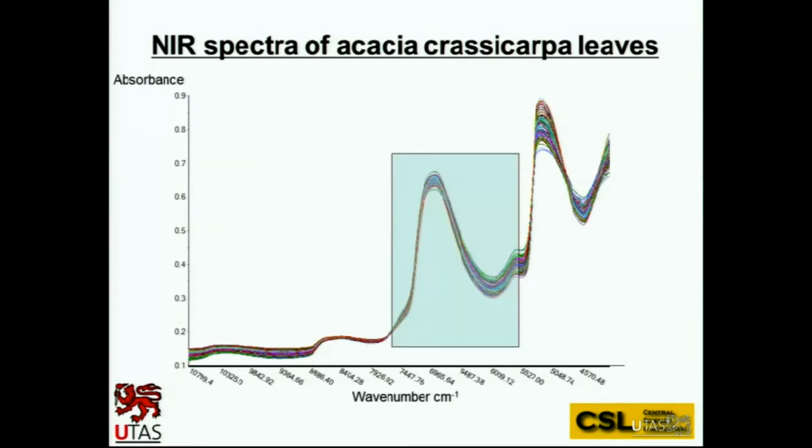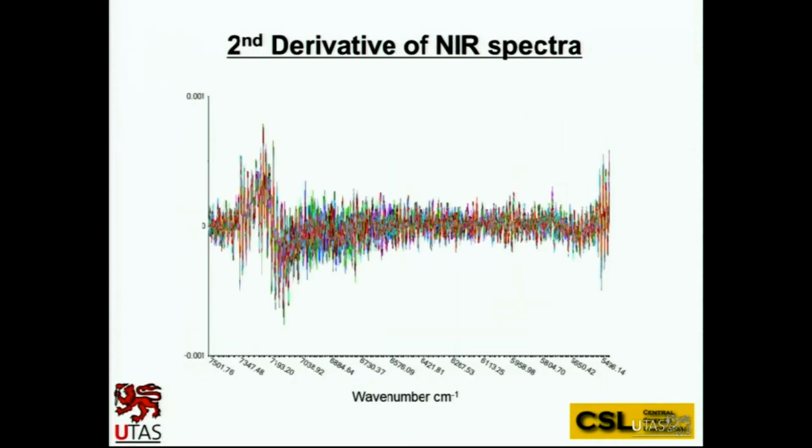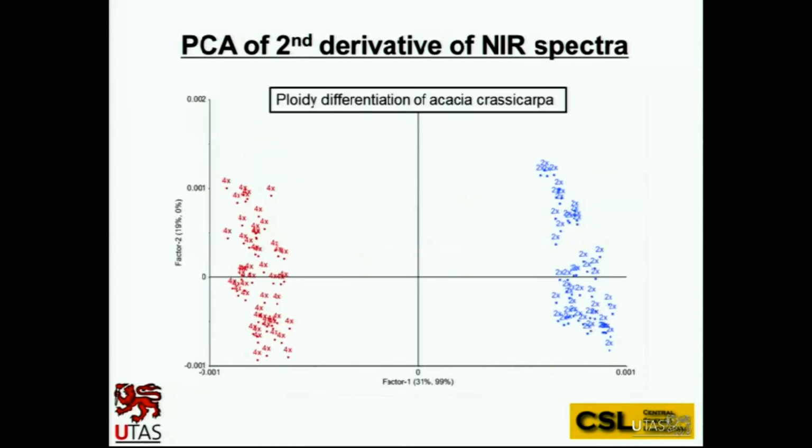So if you go back to our leaf samples, we just look at this one single peak here and do a second derivative of it, and it will look exactly like this. Now you might say, that looks like noise, but there's actually some real spectral features in here. And when you do a PCA analysis, for example, of these spectra with a second derivative, you could absolutely easily on factor 1 differentiate diploids from tetraploids. So a very powerful analysis tool in that sense.